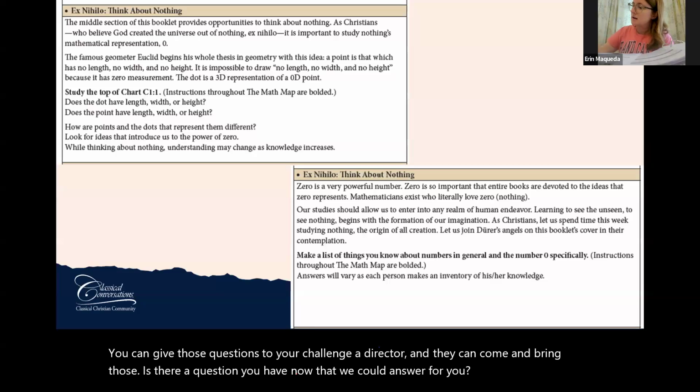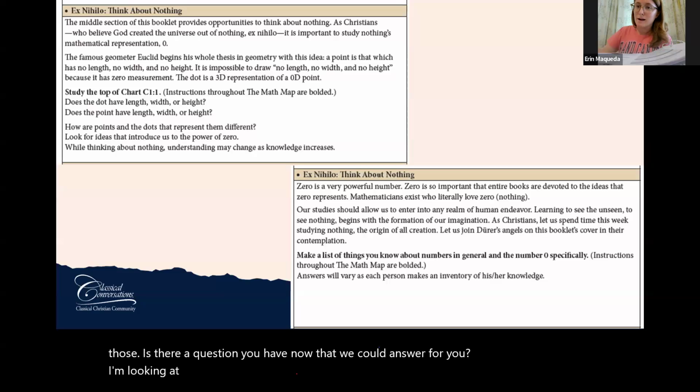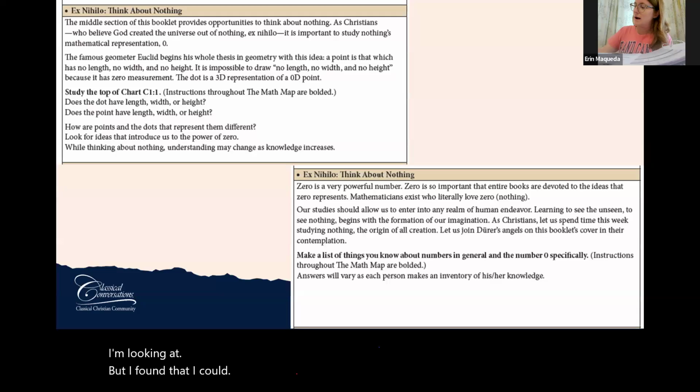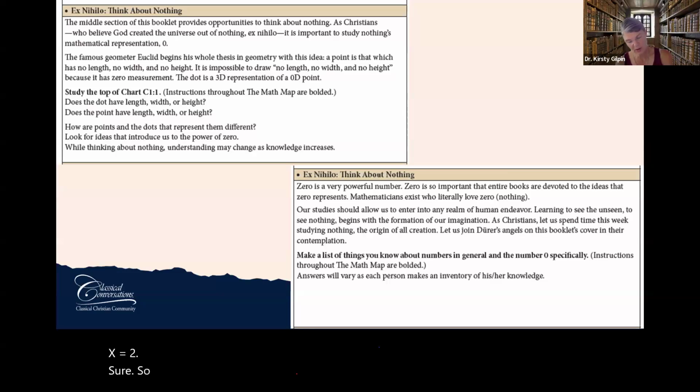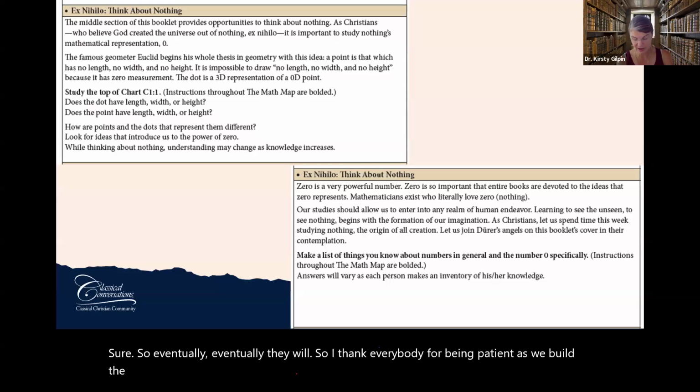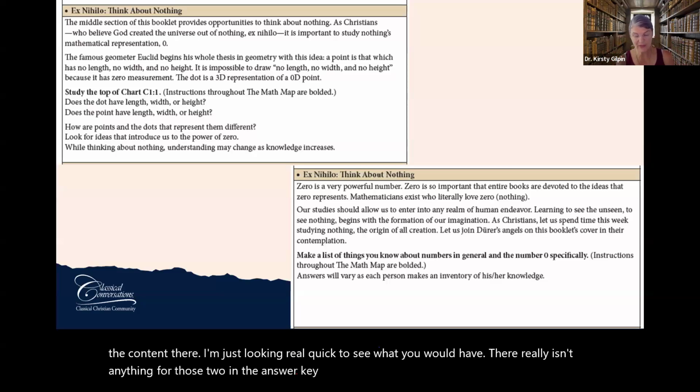I'm looking at page 8 in the middle section, and I did take geometry and algebra, but I don't know that I could explain why the slope of a vertical line is infinite and why the asymptote is at x equals 2. Those don't have explanations in the companion. Sure. So eventually they will. I thank everybody for being patient as we build the content there. I'm just looking real quick to see what you would have. Yeah, there really isn't anything for those two in the answer key. So we'll talk about that in greater detail.